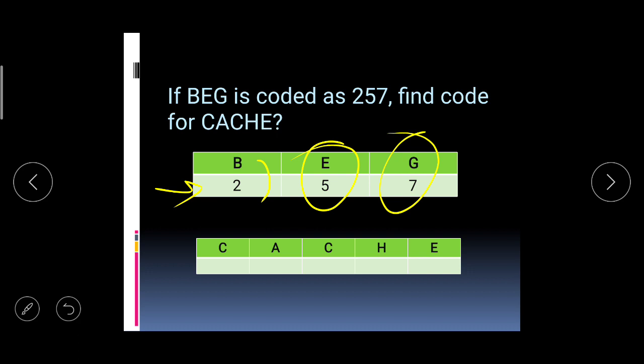So let's start writing the positions of these letters. What is the position of C? 3. What is the position of A? 1. What is the position of C? 3. What is the position of H? 8. And what is the position of E? That is 5. You remember Ejoti helps you everywhere. So our answer is 31385.